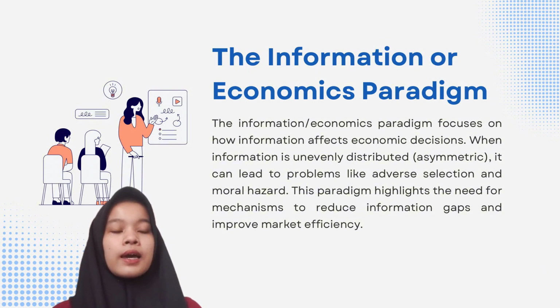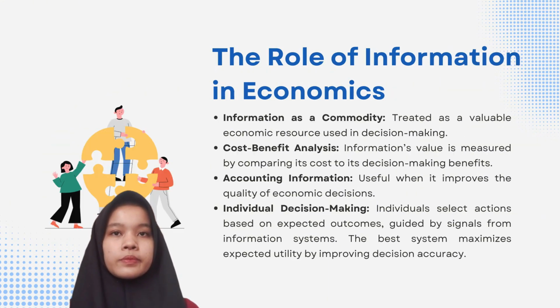Moral hazard happens after the deal, when one party takes more risk because they don't have to face the full consequences. These problems show that markets don't always work perfectly on their own. That's why this paradigm stresses the need for tools like signaling, screening, and monitoring to reduce information gaps, guide better decisions, and make markets work more fairly and effectively. The next slide is the role of information in economics.